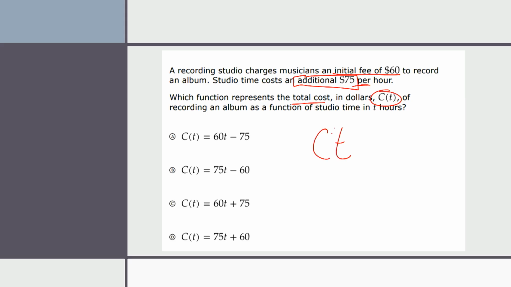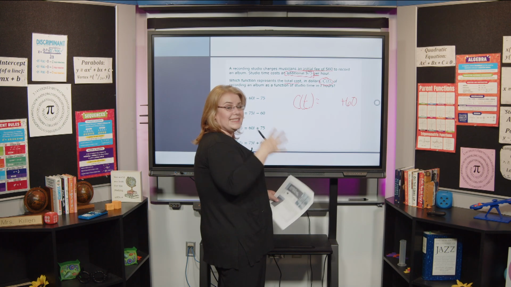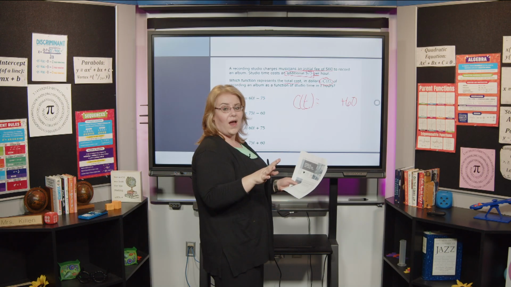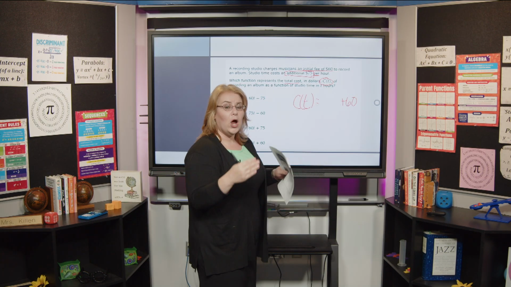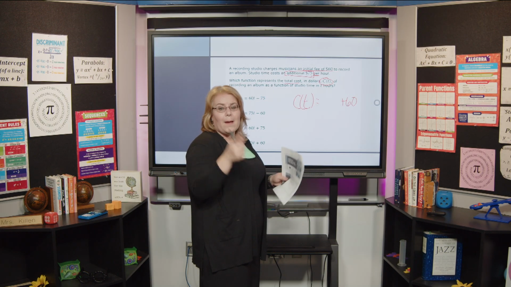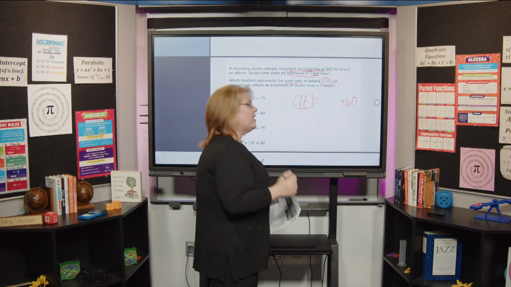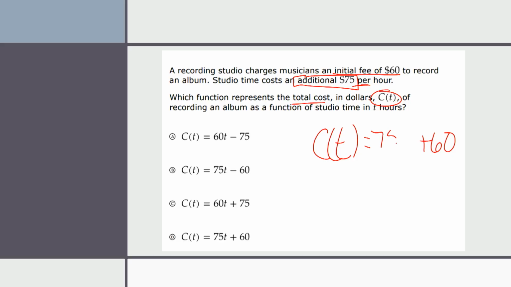So my total cost, now I am going to pay $60 no matter what. Even if I go in there for 2 seconds, I'm paying the $60 no matter what. Now, each hour that I'm in there, I'm paying $75 for every hour I'm there. So that's the per, and we learned that per means what? Multiplication. So how do I write that? Let me show you. I've got $75 per hour.